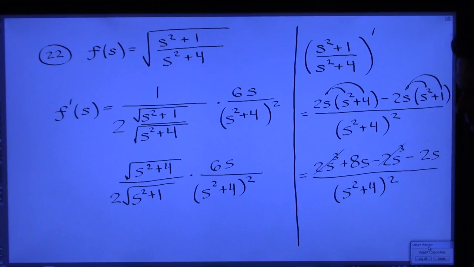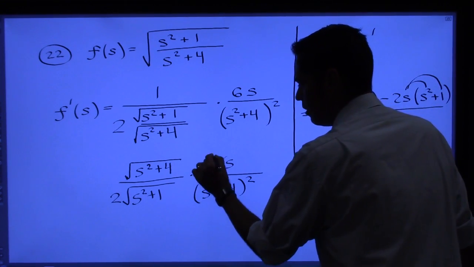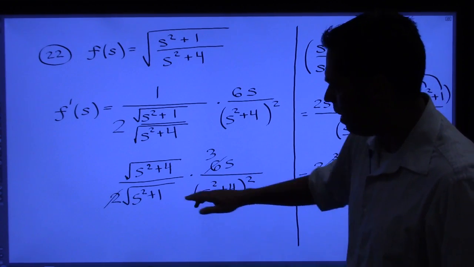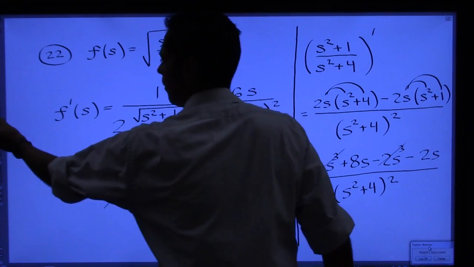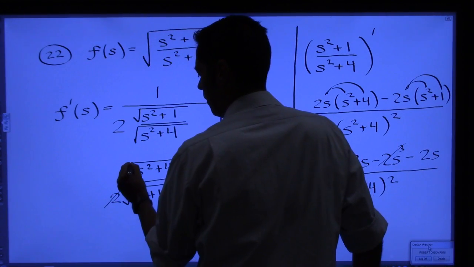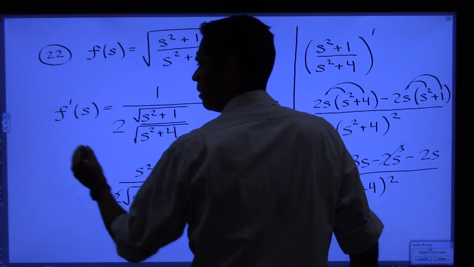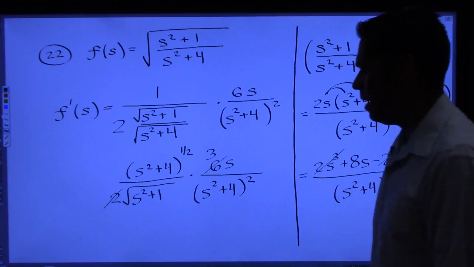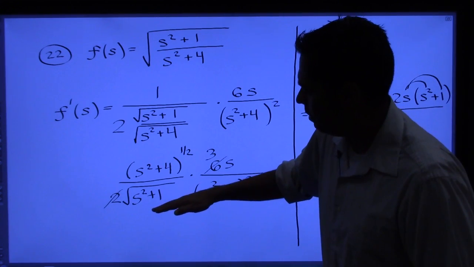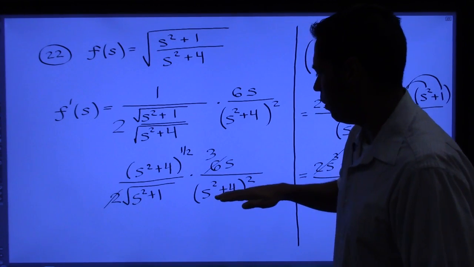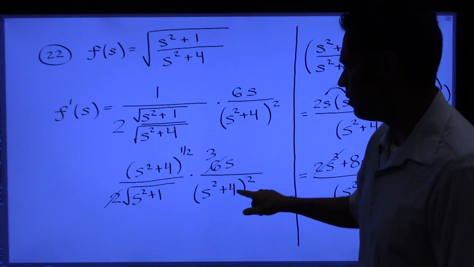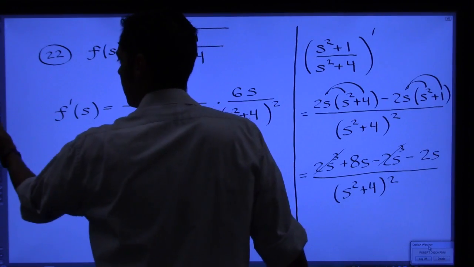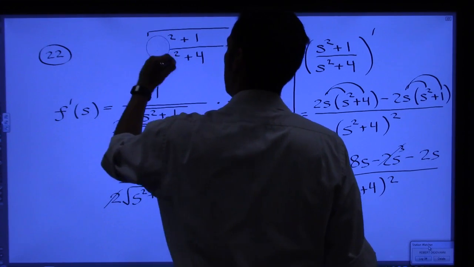And notice a couple of things. This will become a 3, that's gone. And then this s squared plus 4 to the second power, here's an s squared plus 4 again. I'm going to change the root here to raising it to the 1/2. That's the same thing. And then, using the exponent properties, if I have something to a power over the same thing to a different power, you subtract the powers. So 1/2 take away 2 is negative 3/2. So where am I at?